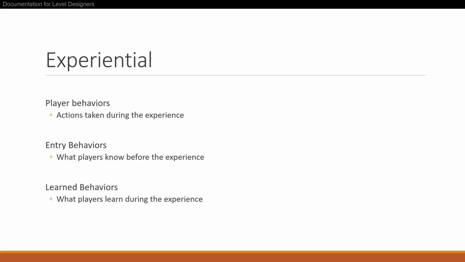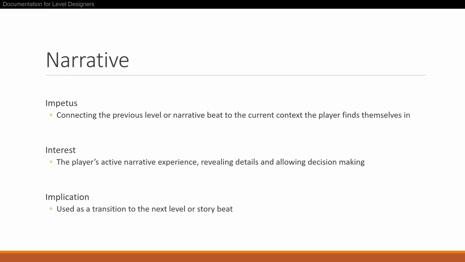So experiential context establishes what the player can do, will do, or should do, but it doesn't necessarily put that into why or what they're doing with that information. The narrative context is going to help to establish the player's purpose in the world. So the impetus is: why are they there? What connects them to the space? What establishes them inside of the world?